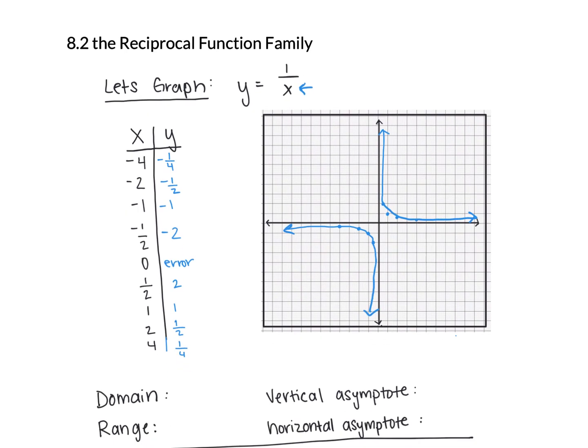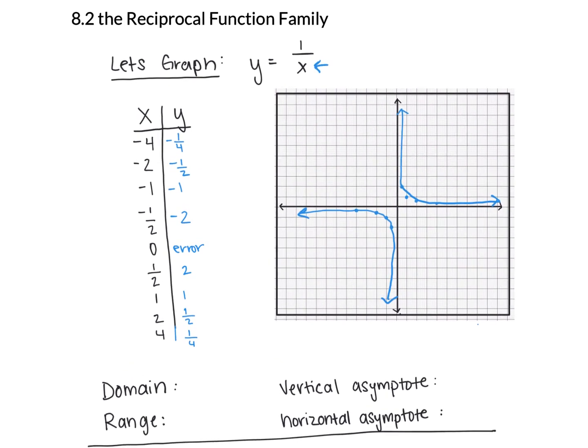Now we're going to talk about this graph in terms of its domain, range, vertical asymptote, and horizontal asymptote. So remember, domain is our restriction on our x. So our domain, look, you can see that the arrow is pointing to the left, essentially forever, and to the right, essentially forever. So our domain should be all real numbers except which one? Except what? 0. Yes.